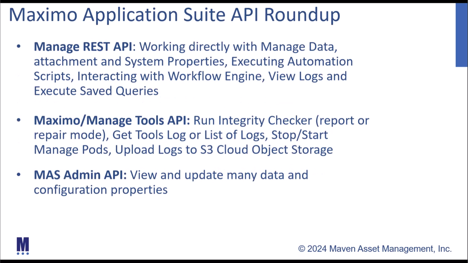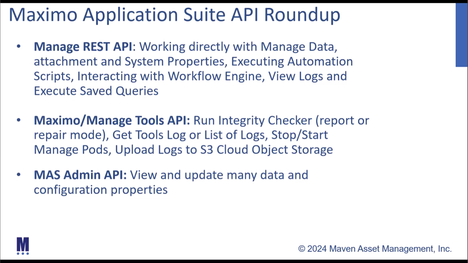Each of the three APIs that we are covering here are very powerful and enable streamlined or automated ways to perform functions that often must have been previously completed manually. For example, the Manage REST API allows you to work directly with the managed data, attachments, and system properties, allows you to execute automation scripts, interacting with the workflow engine, viewing server logs, and even executing saved queries. A few examples here could be displaying managed data in another system or application, or even allowing another system to change data in Manage.